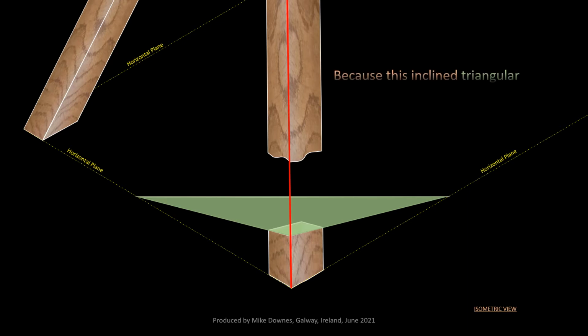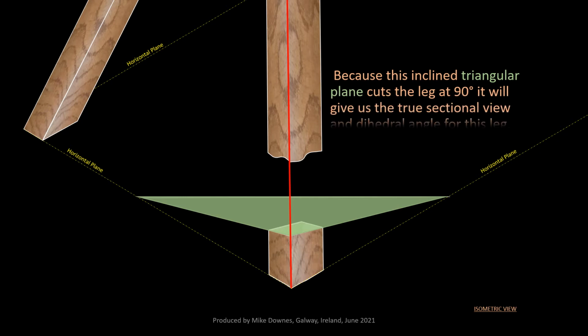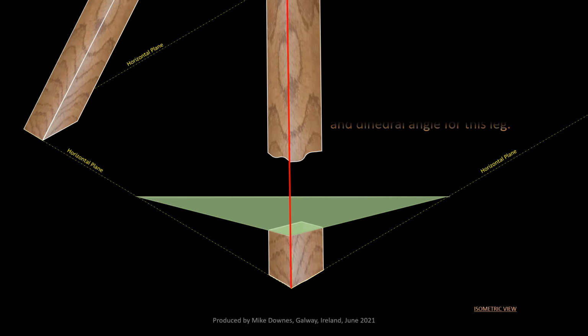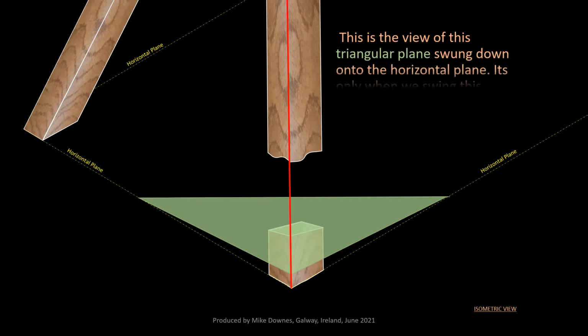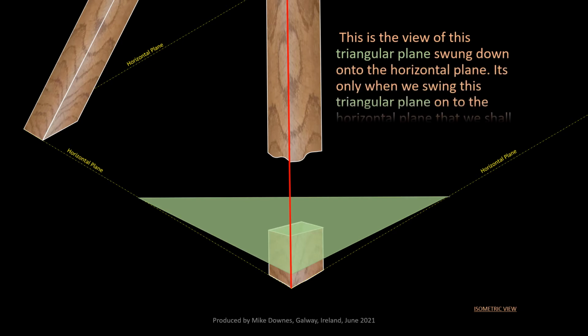Because this inclined triangular plane cuts the leg at 90 degrees, it will give us the true sectional view and dihedral angle for this leg, shaded in green here. This is the view of the triangular plane swung down onto the horizontal plane, which is the floor plane. It's only when we swing this triangular plane onto this horizontal or floor plane that we shall see the dihedral angle later on our setting out sheet.